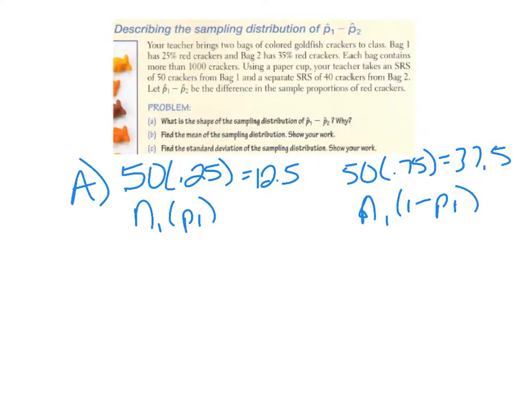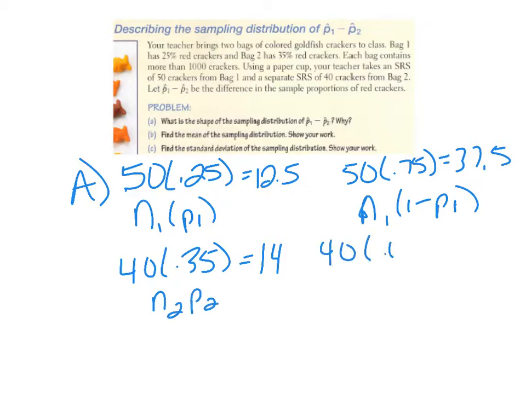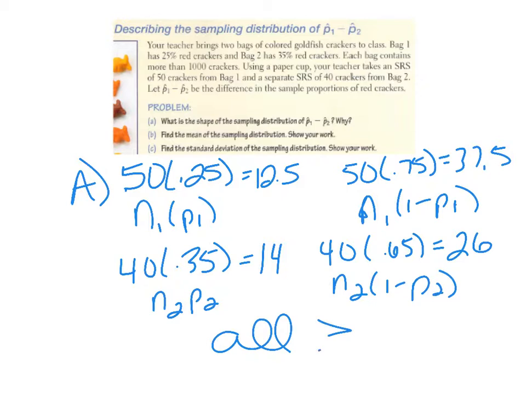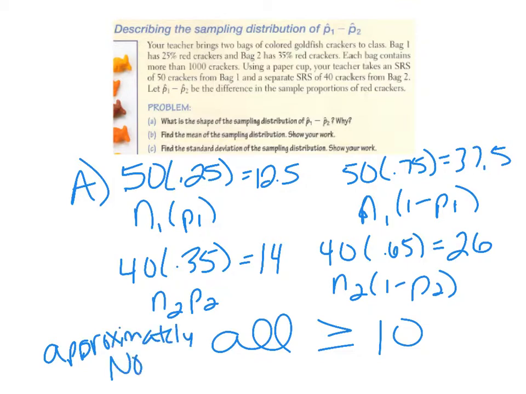But then I also need to check that for the second sample. Well, the second sample only had 40 crackers, but it had a proportion of 0.35, which is going to be equal to 14. That would be my N2 times P2. And then I would need 40 times 0.65, which is equal to 26. That would be my N2 times 1 minus P2. All of these are greater than or equal to 10, so I know that my sampling distribution here is approximately normal.